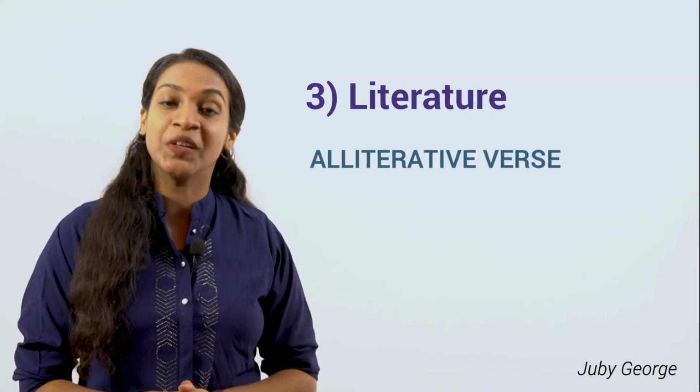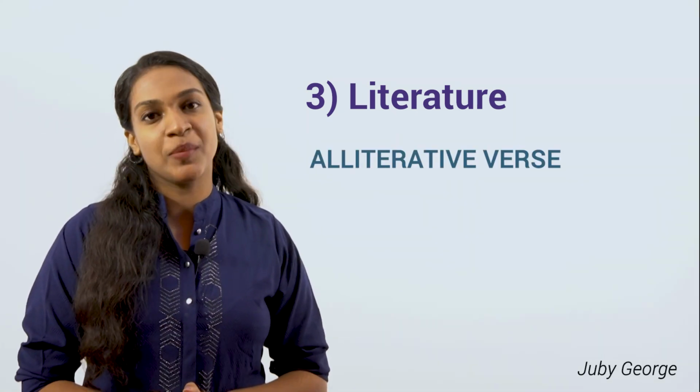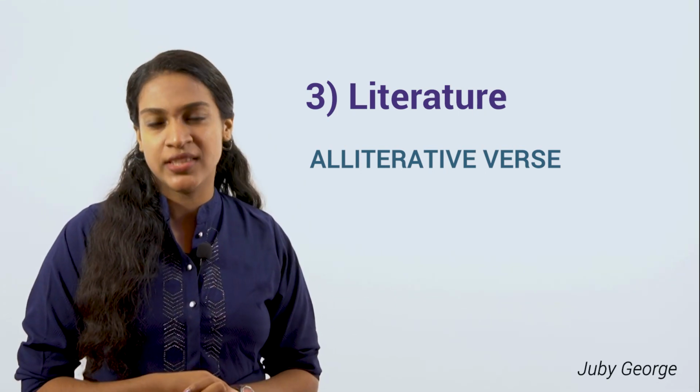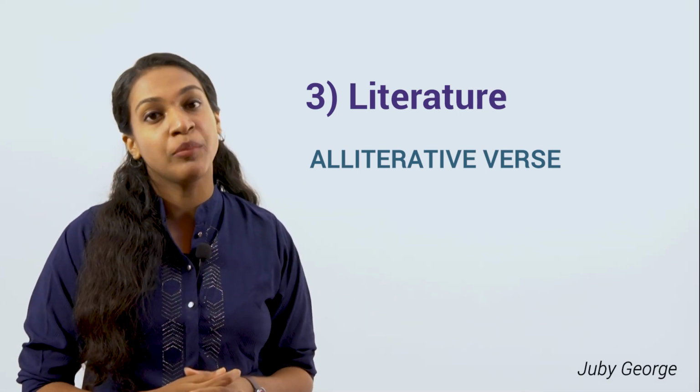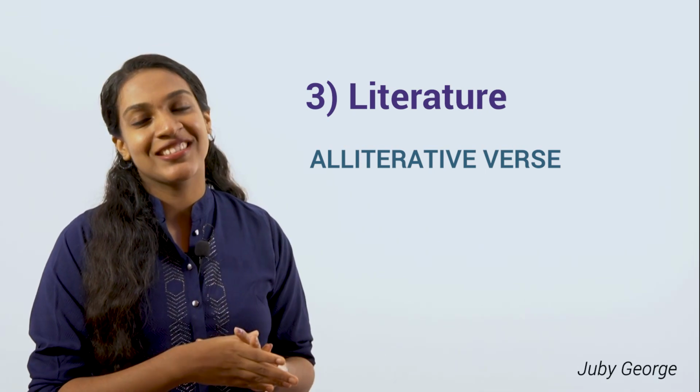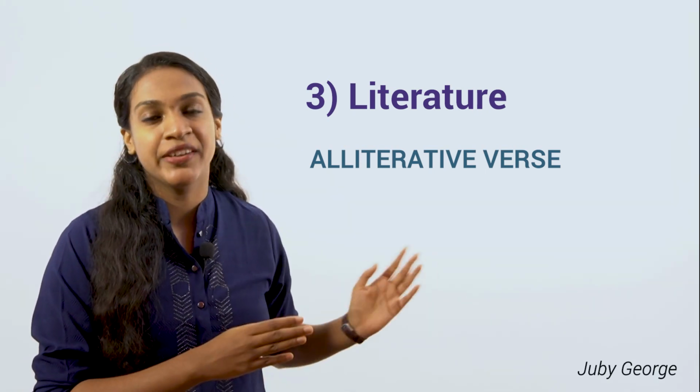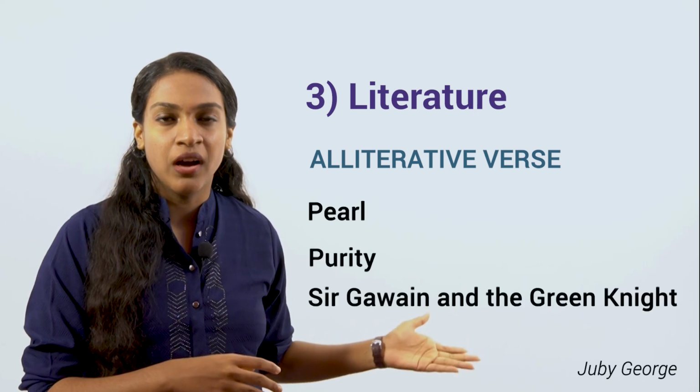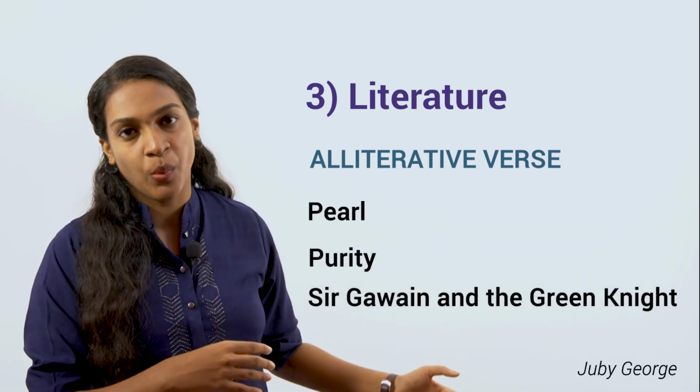The last category is the alliterative verse, which came into being around the 14th century, almost close to the time of Chaucer. The major works that can be classified under alliterative verse are Pearl, Purity, and Sir Gawain and the Green Knight.